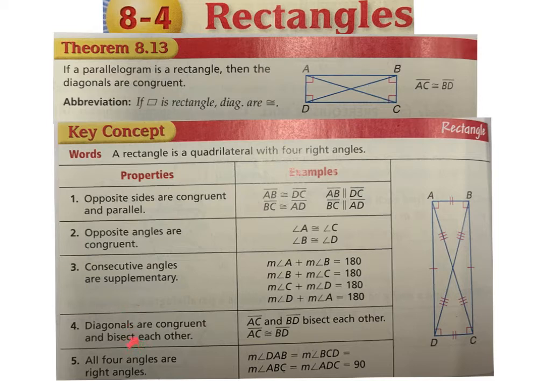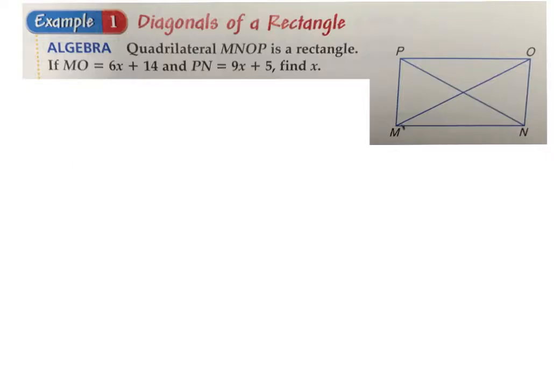Diagonals are congruent and bisect each other. So parallelograms, we know that they bisect each other, but they weren't necessarily congruent. For a rectangle, they are congruent, and they also bisect each other. And then the last thing, which is the most familiar, all 4 angles are right angles, all right? And so that is a rectangle.